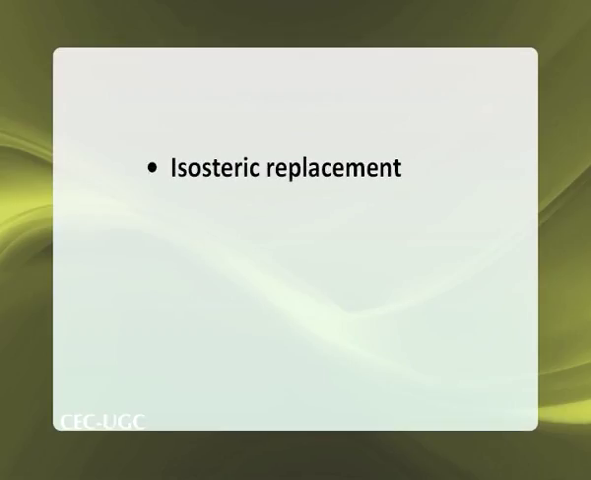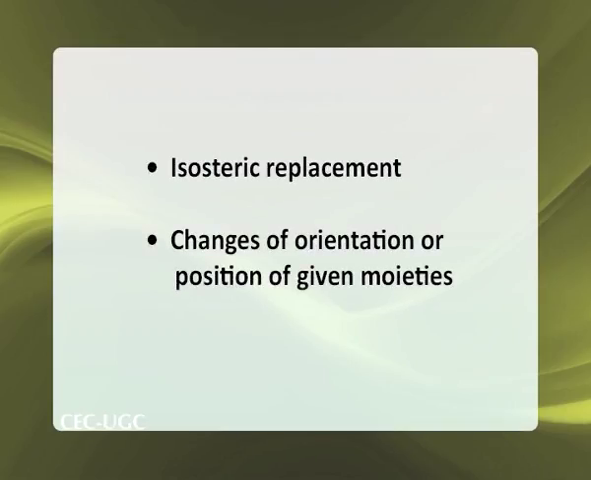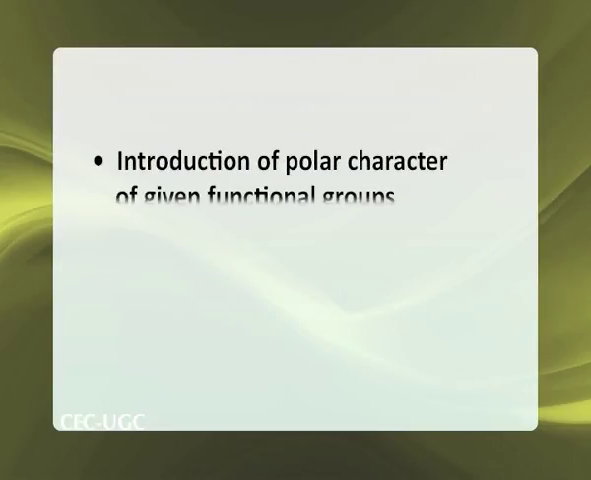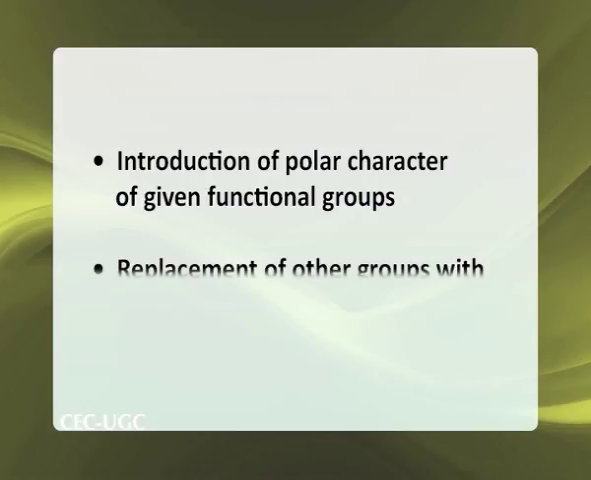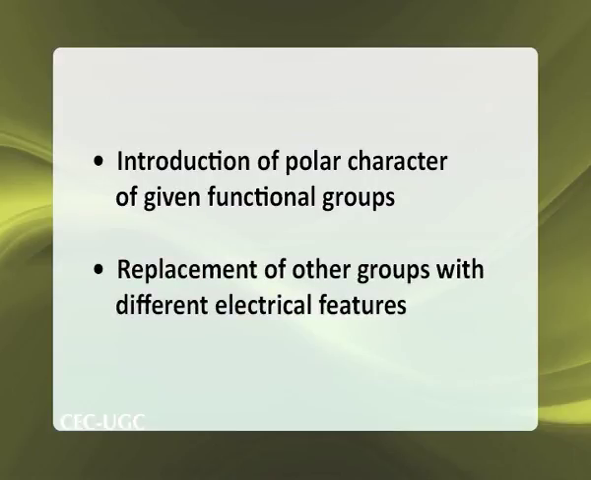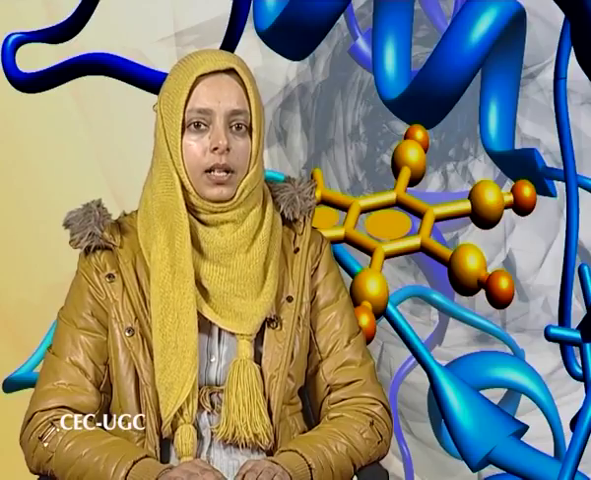These types of change may be effectively brought about by isosteric replacement, change of orientation or position of given moieties, introduction of polar character of given functional groups, or replacement of other groups with different electrical features. And finally, such changes which either promote or inhibit the presence of different electronic conditions are achieved through inductive effects, mesomeric effects, tautomerism, chelation, hyperconjugation. So this brings us to the end of the lecture.